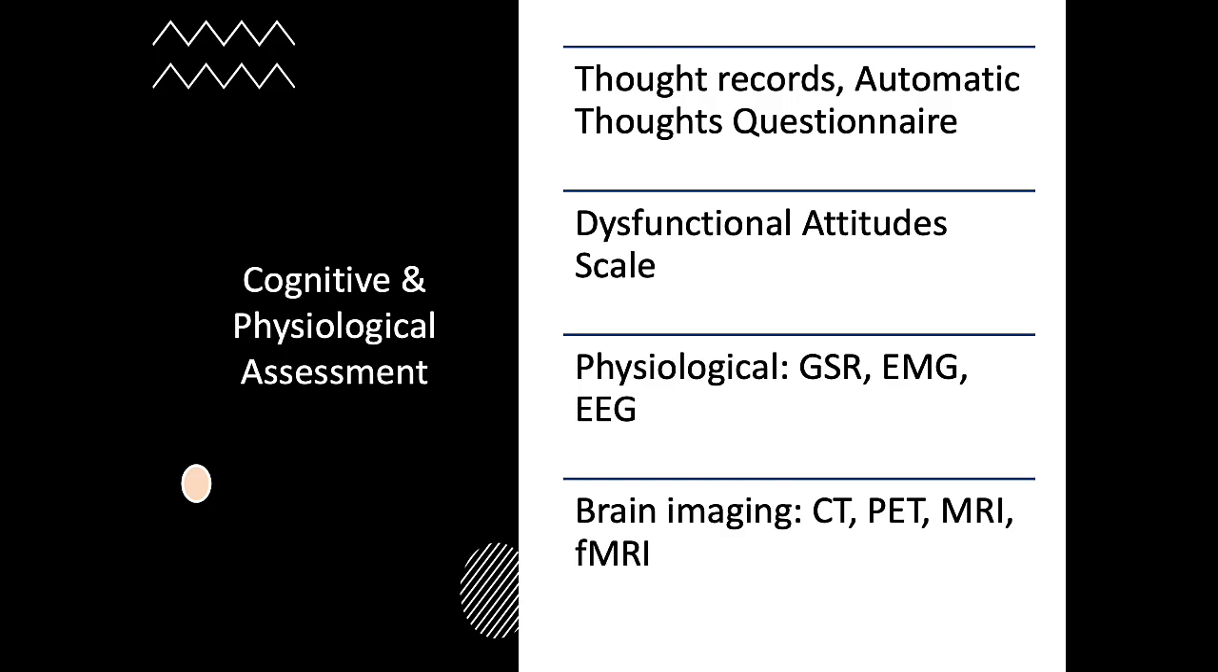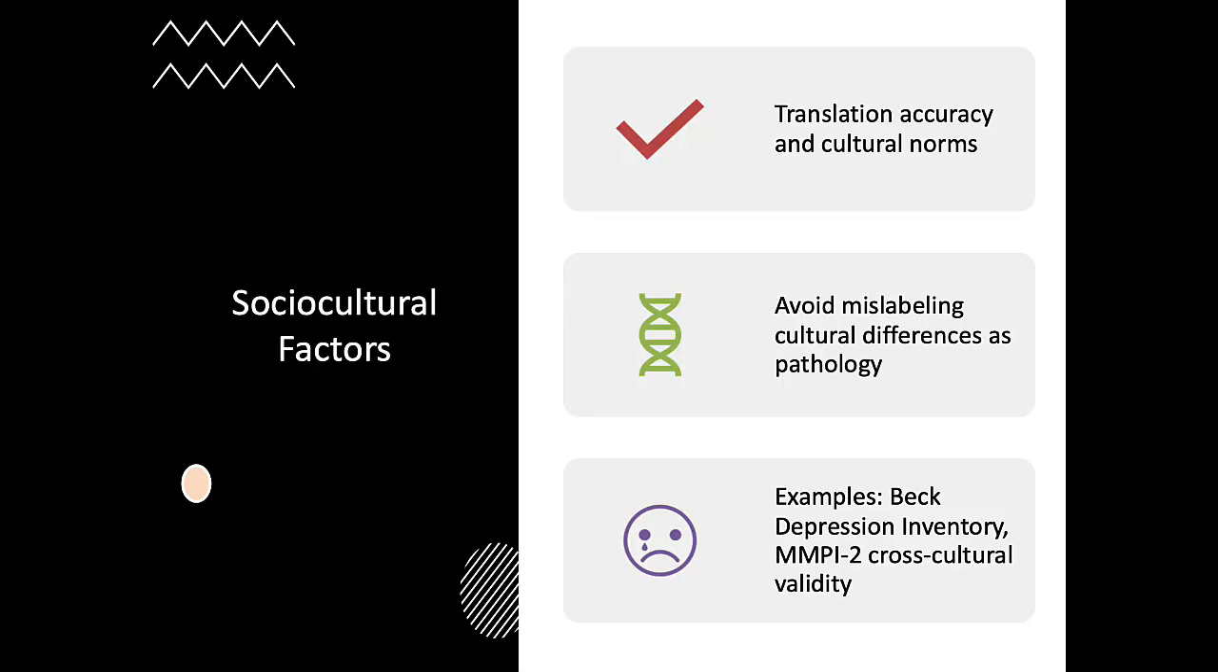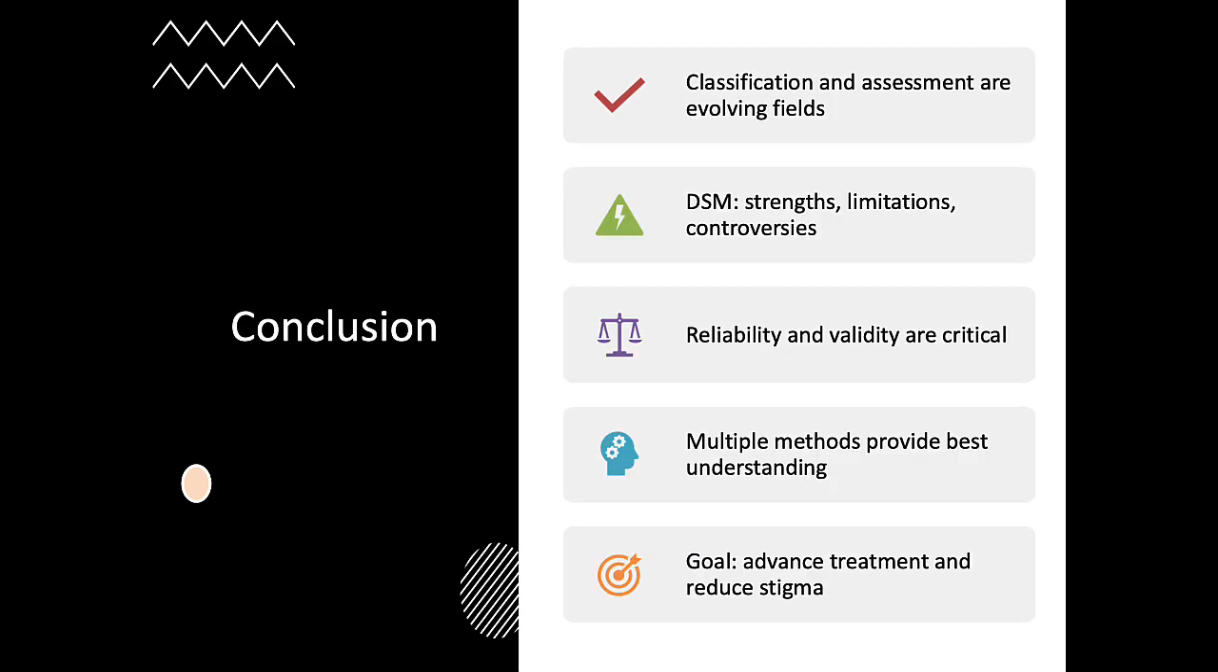Finally, sociocultural factors must always be considered in assessment. Accurate translations, cultural norms, and language preferences are essential to avoid bias and misdiagnosis. For example, the Beck Depression Inventory and MMPI-2 have shown cross-cultural validity, but clinicians must be careful not to label cultural differences as pathology. In summary, classifying and assessing abnormal behavior is a complex, evolving field.